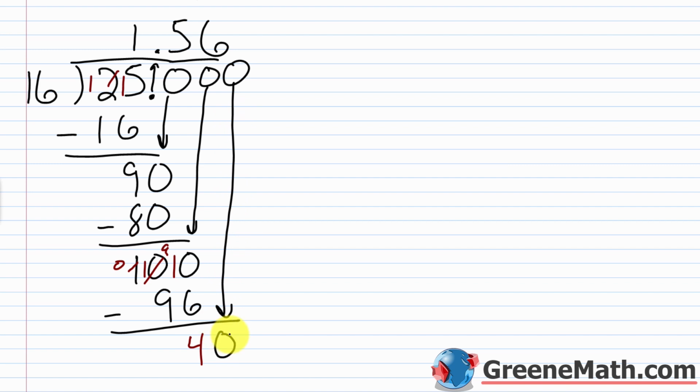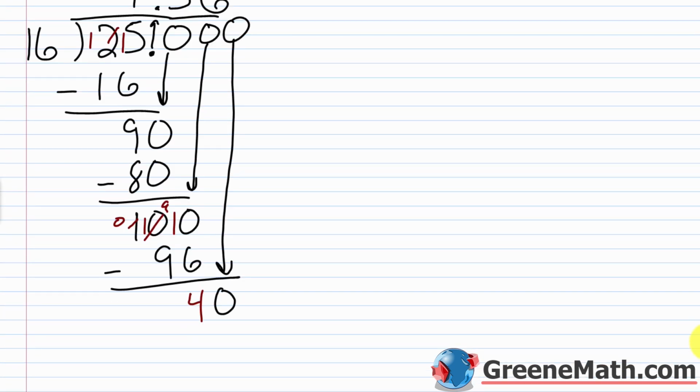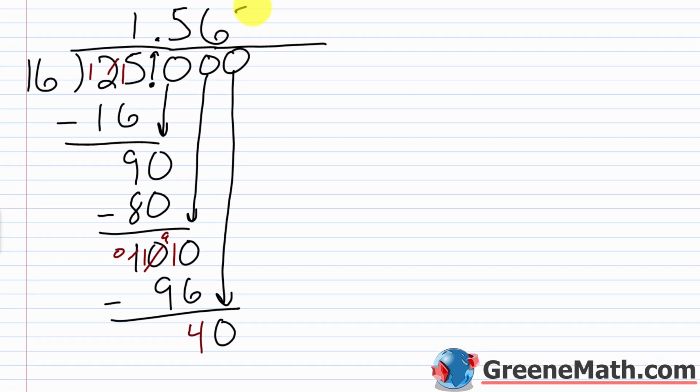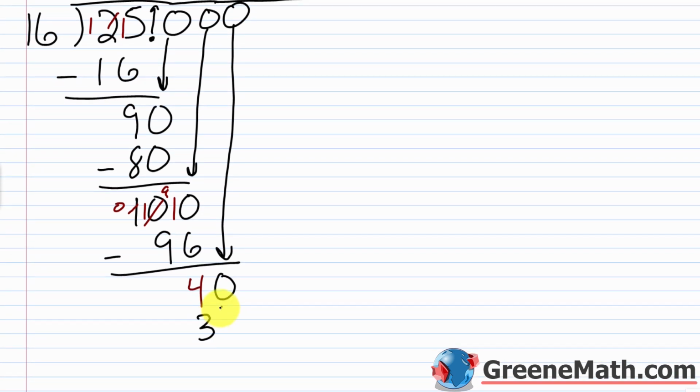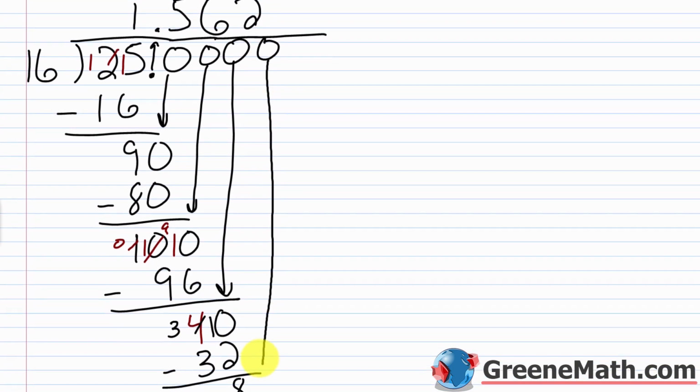So how many times will 16 go into 40? Well, only twice. 2 times 16 is 32. Subtract, and we're going to get 8. Right? Borrow from the 4, this will be 3. This will be 10. 10 minus 2 is 8. Put a 0 here and bring that guy down.